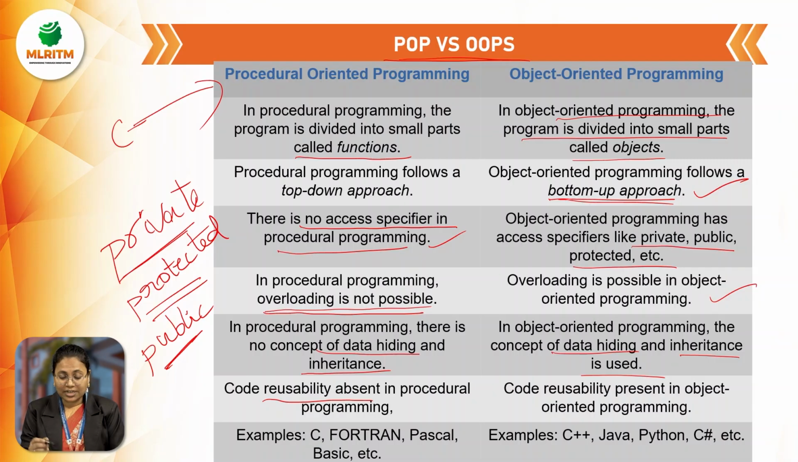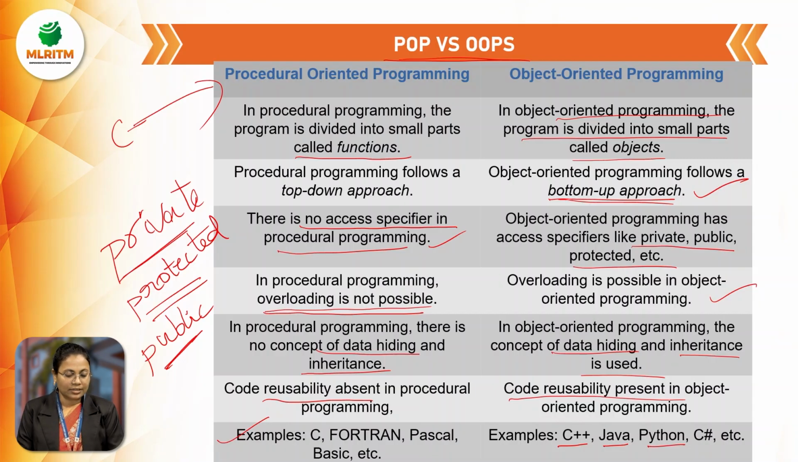So reusability is absent in procedure-oriented programming languages, but a code reusability option is there in object-oriented programming languages. The examples for procedure-oriented programming languages are C, Fortran, Pascal, Basic. But when it comes to object-oriented programming languages, the examples are C++, Java, Python, C#. All these come under object-oriented programming languages.